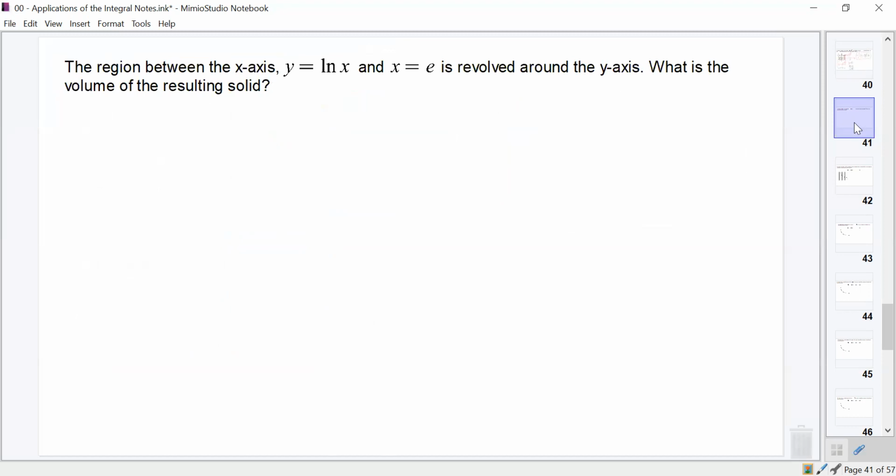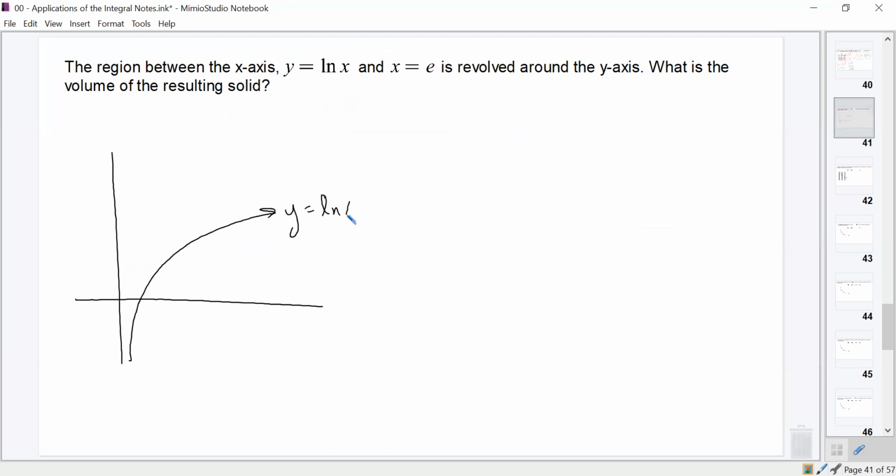So for this next one, we've got the region between the x-axis and y equals the natural log of x. Let me sketch y equals the natural log of x. And then we've got the line x equals e. And like I said, the x-axis. So we're talking about this region right here. Okay. And we're going to revolve that region around the y-axis.